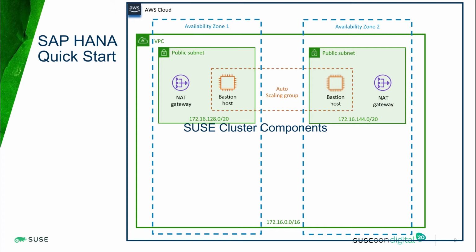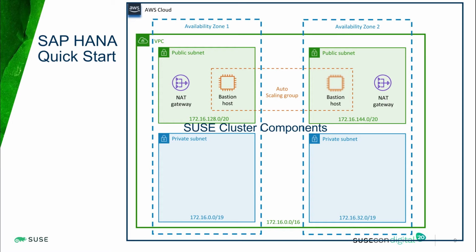You will need to have a bastion host server attached to one of the created public subnets. In each availability zone, a private subnet will be created. The first private subnet will have the primary SAP HANA database, and the other private subnet will host the secondary SAP HANA database. Then we will have the HANA system replication established between the primary HANA database and the secondary one.